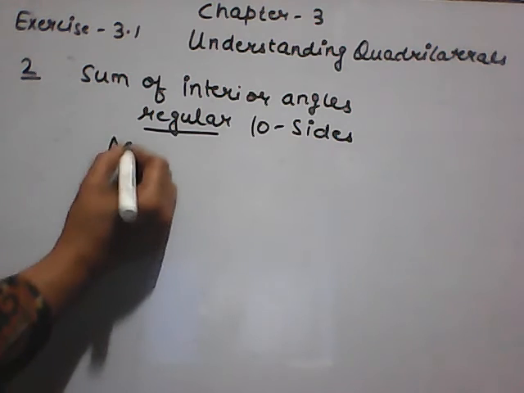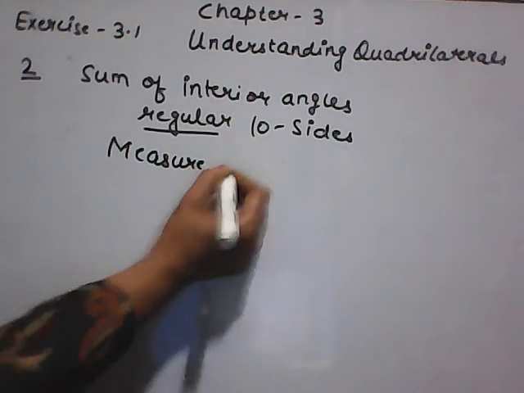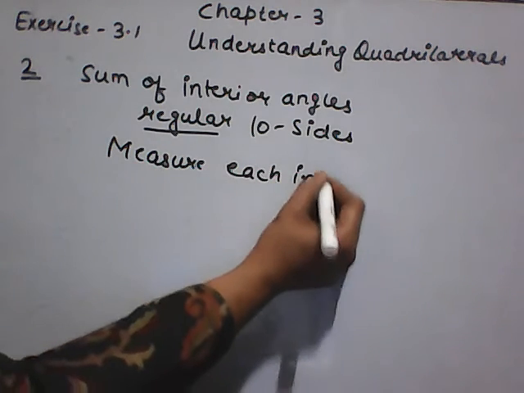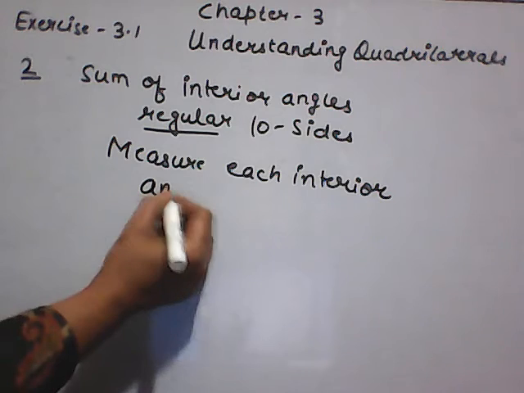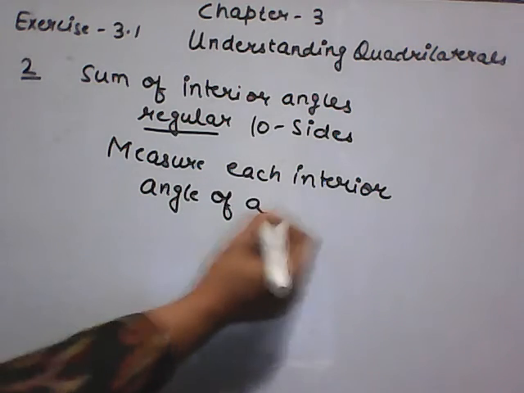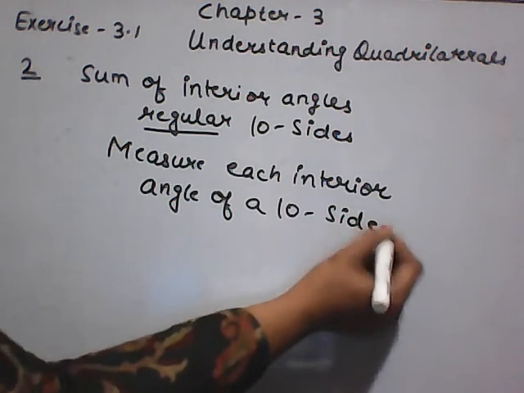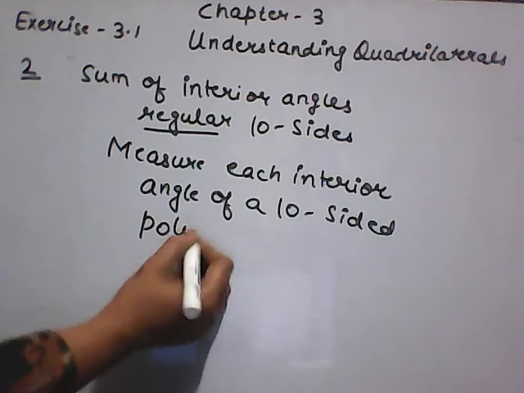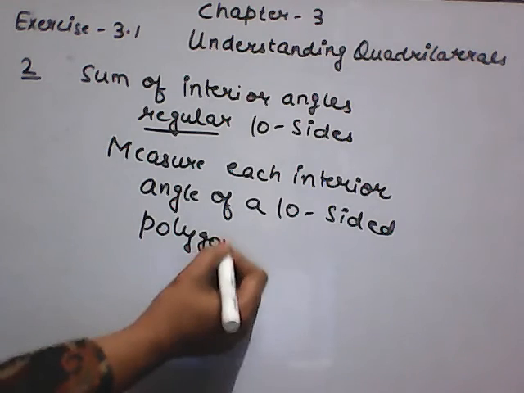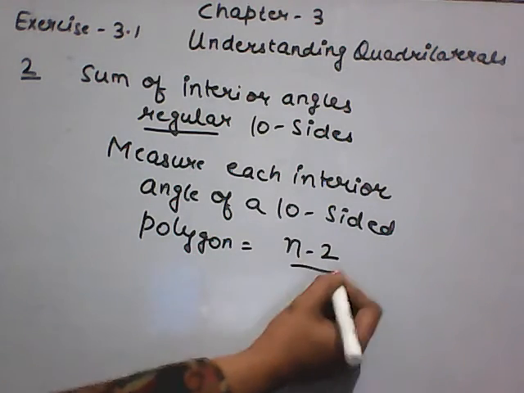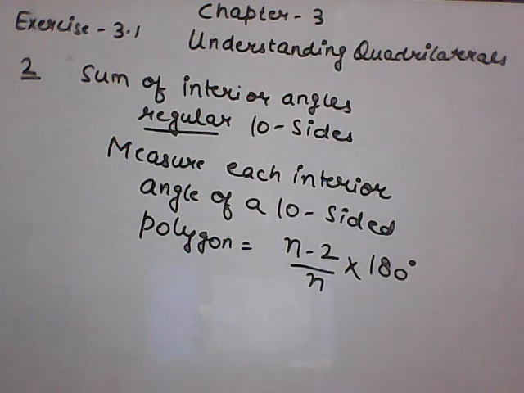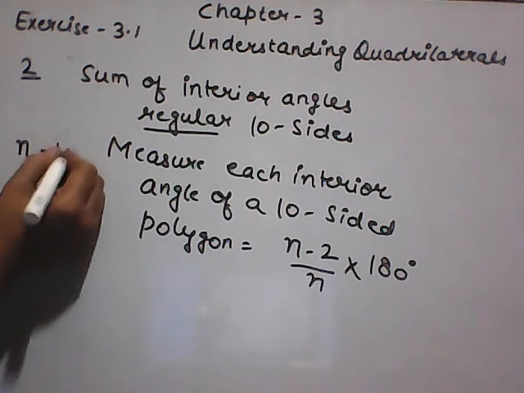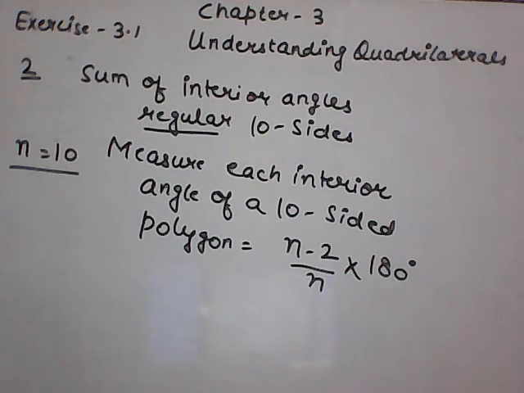You have to measure each interior angle of a regular 10-sided polygon. Now we know the formula for finding each interior angle of a regular polygon: n minus 2 divided by n multiplied by 180 degrees. It is the formula for calculating each interior angle. Here n is 10, since it is given as a 10-sided regular polygon.